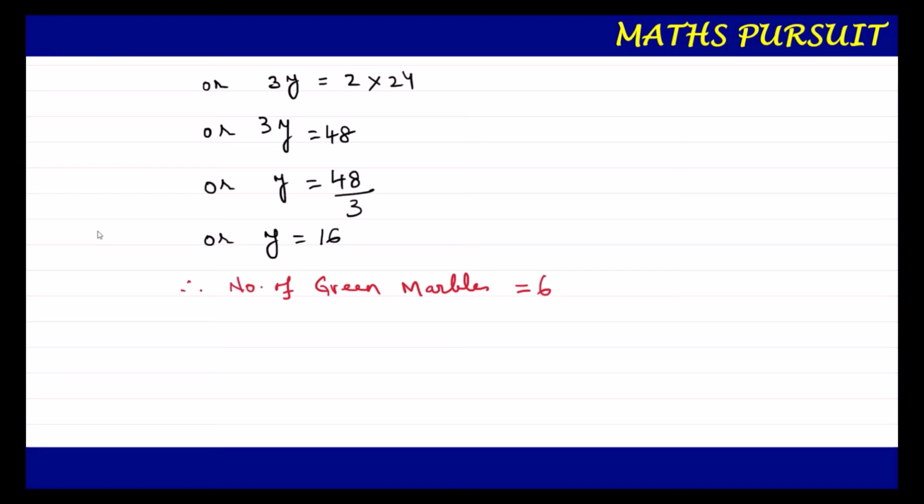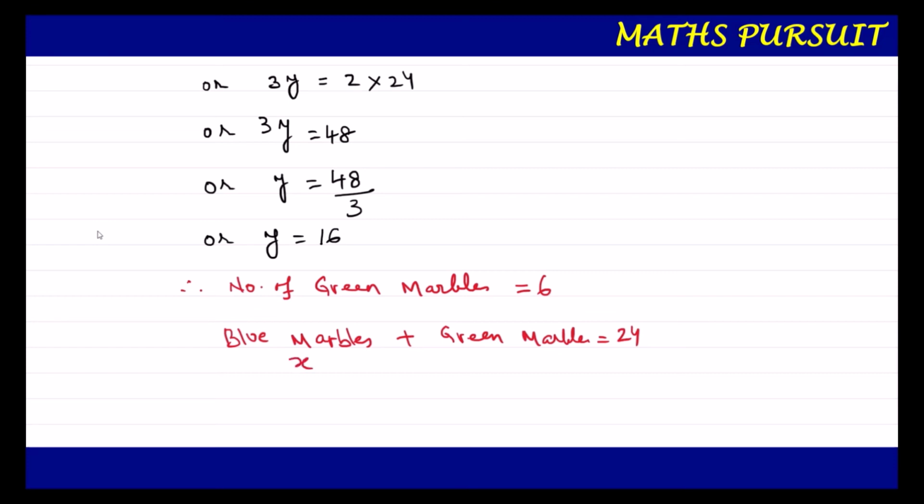Now, guys, coming to the number of blue marbles that we are going to find out. As per the question, blue marbles plus green marbles is equal to 24. Why? Because the total number of marbles in the jar is equal to 24. For that reason, blue marbles plus green marbles is equal to 24.